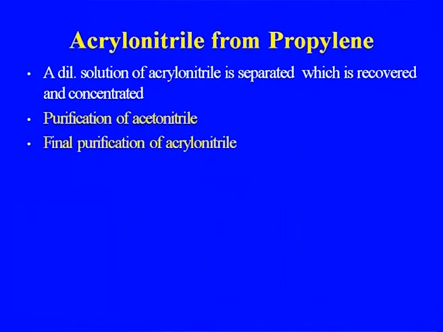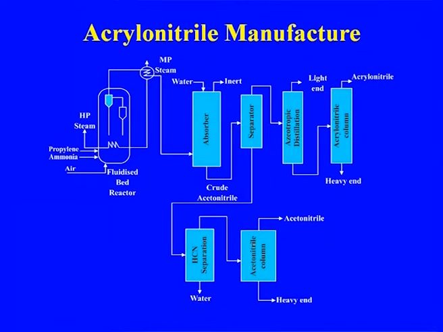Then the dilute solution of acrylonitrile is separated, recovered and concentrated. Then purification of the acetonitrile and final purification of the acrylonitrile. This is the process which we are using in acrylonitrile manufacture. I told you that most of the technology now is based on the fluidized bed reactor, but in the early stages it was the fixed bed reactor that was used for the manufacture of acrylonitrile.